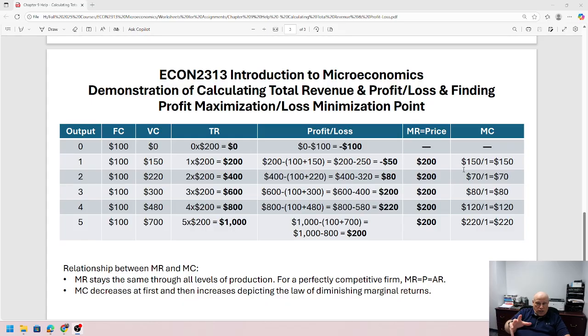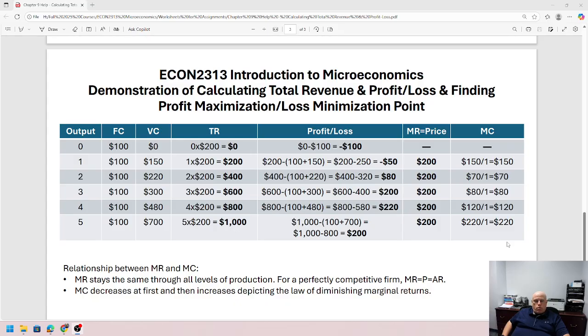Well, in this particular case, this may not be the same on your particular problem that you're working through for this assignment. This is just on the example I have. You'll notice the marginal cost decreases at first and then starts to increase, okay? And that basic pattern, decrease at first and then increase, is an indication of the law of diminishing marginal returns that we've already talked about, okay?